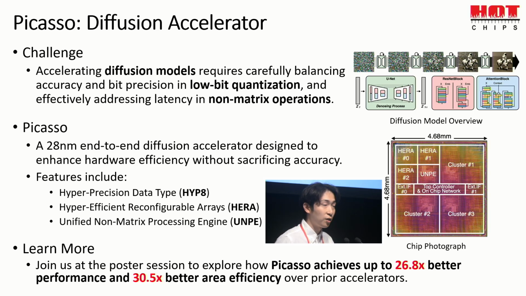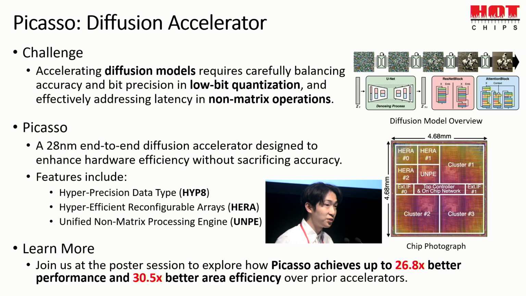Built on a 28-nanometer process, Picasso is designed to optimize diffusion model workloads by focusing on three key features. First, hyper-precision data type. This novel data type allows for high-resolution computations without compromising accuracy, even at low bit precision. Second, hyper-efficient reconfigurable array. Optimized for matrix operations, HERA enhances processing efficiency, ensuring that Picasso can handle demanding computational tasks with ease. Last, unified non-matrix processing engine.